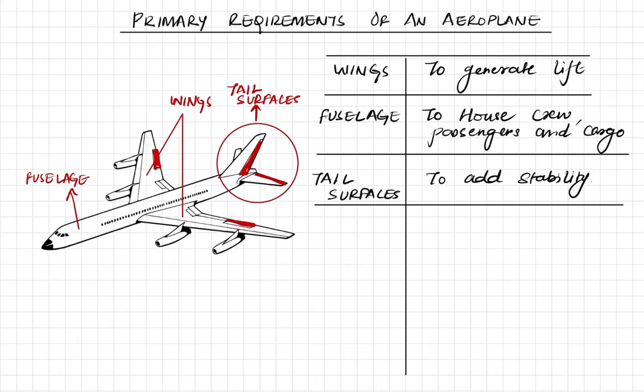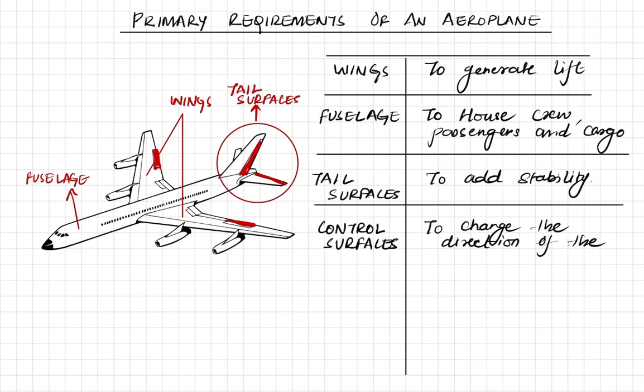So we can write: control surfaces to change the direction of the flight. Okay.